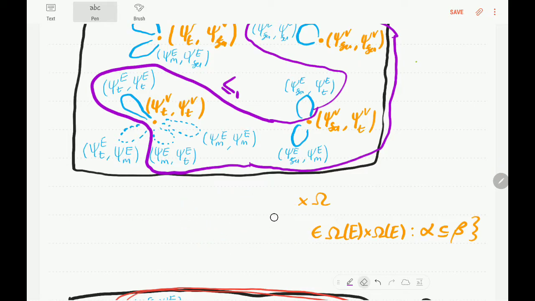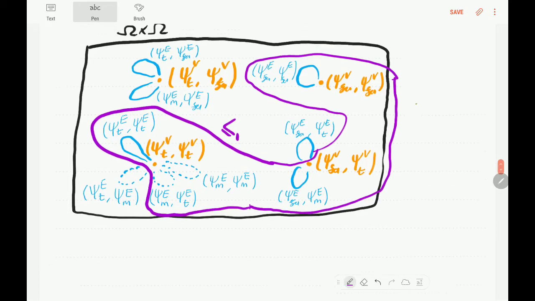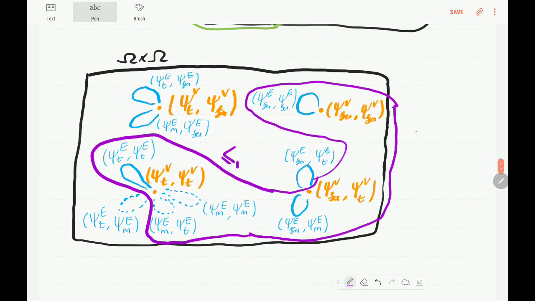I'll just rub that out for now because I'll get onto that later. But we can make this more concrete. We can really understand the essence of this less than or equal to 1 sub-object of omega times omega, and it's pretty interesting.